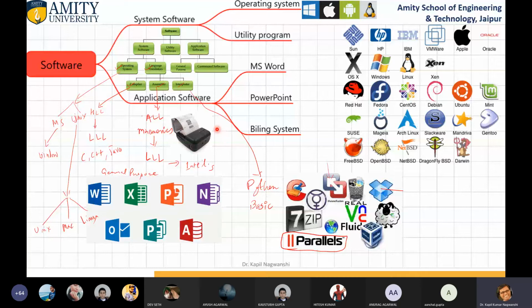But billing software is different for all the billers, all the medical stores, all the supermarkets. Everywhere their own proprietary software has been developed by some third party or software developer, and this is known as application software, or special purpose application software. Here are some examples: MS Word, PowerPoint, billing system. These are examples of software. So be aware of all these kinds of software systems.